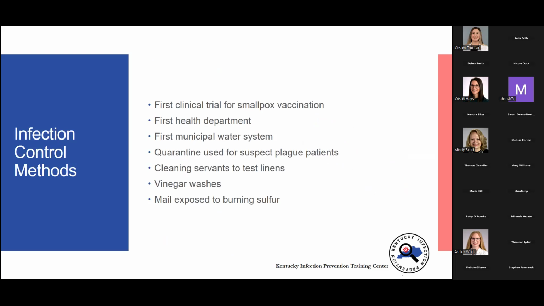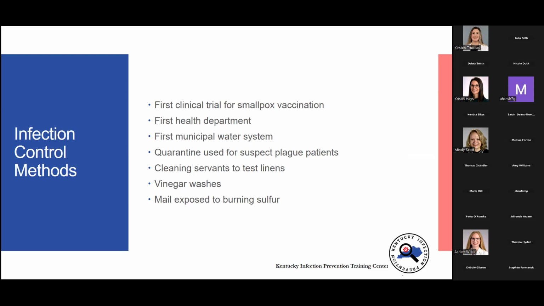So infection control methods during this time: this is when we saw the first clinical trial for smallpox vaccination. The first health department was developed. The first municipal water system was created. Quarantine was used for suspected plague patients. They had cleaning servants to test the linens.